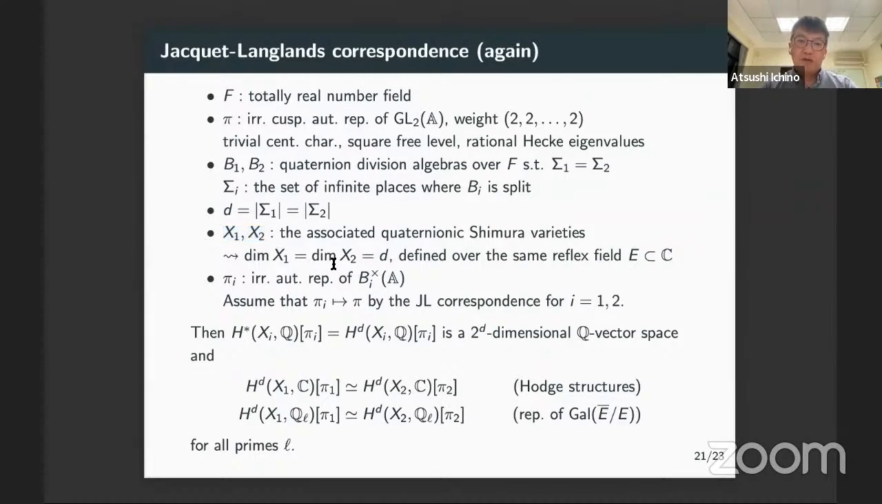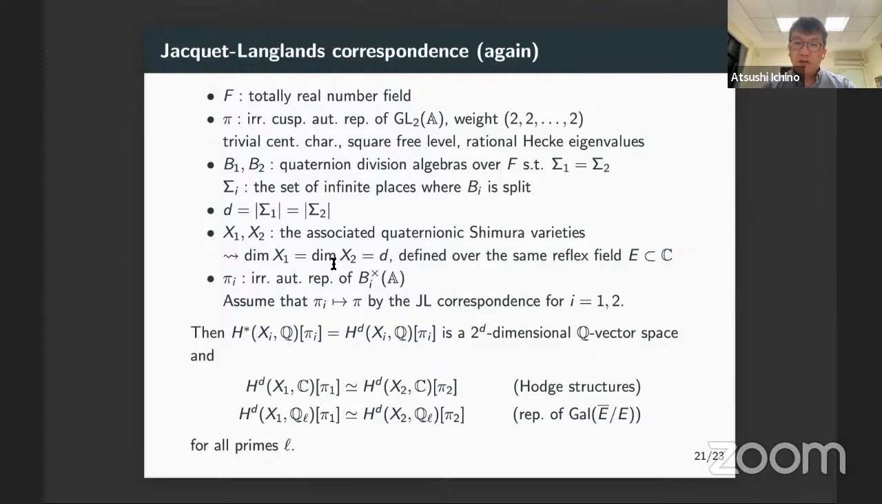And also we know that they are defined over the same reflex field E, which is a number field containing Q. Now, we send pi, a representation of GL2, to the B_i cross by Jacquet-Langlands. And so we assume that pi descends to pi 1 and pi 2 on B1 cross and B2 cross. Then consider pi_i as a part of the cohomology with Q coefficients. Then we know that this cohomology is concentrated in the middle degree and is a 2 to the d dimensional Q vector space with some structures.